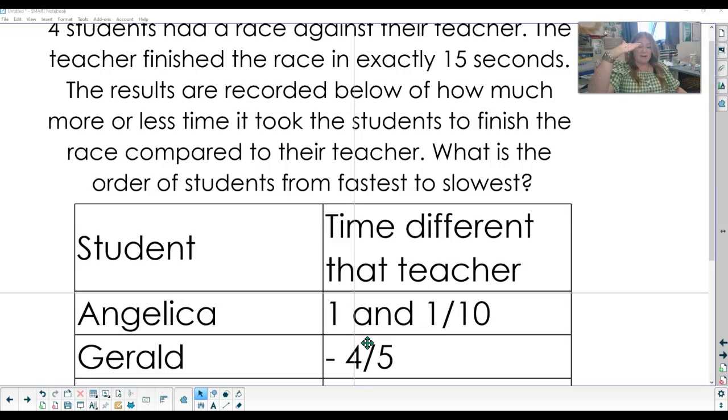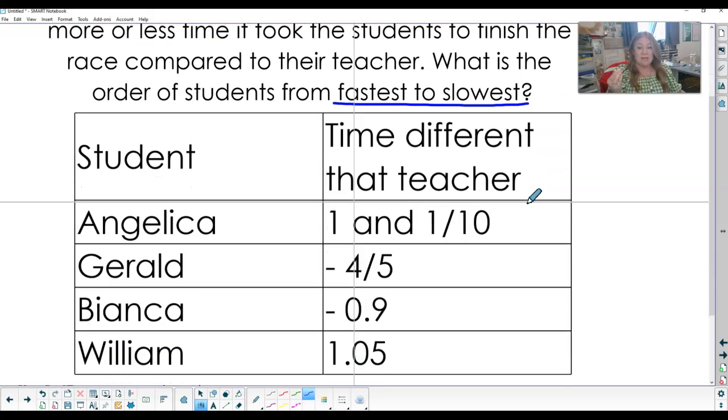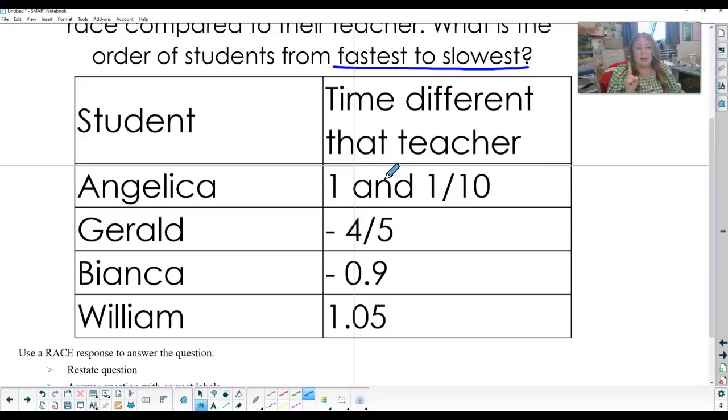And if it has a negative, right, Gerald finished it in less time than the teacher, 4/5 of a second less than the teacher. So what is the order of students from fastest to slowest? So fastest to slowest is the question we are trying to answer. So you have Angelica took 1 1/10 more, right? She took more. Gerald took 4/5 less. Bianca took 9/10 less. And William took 1 5/10 more.